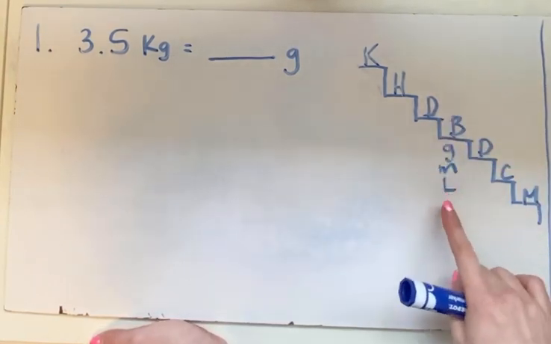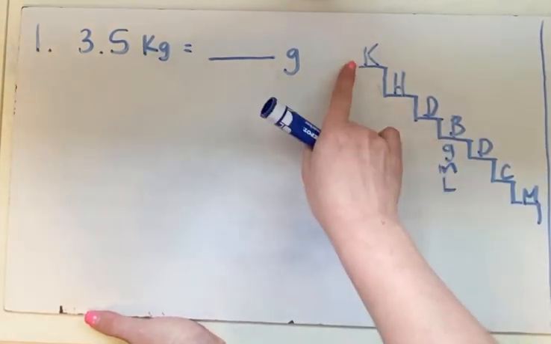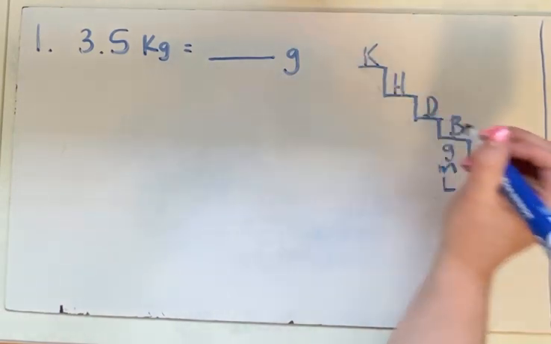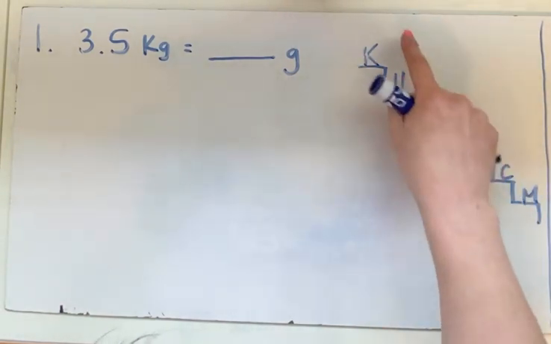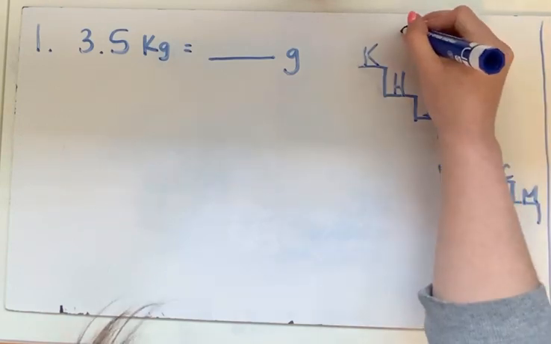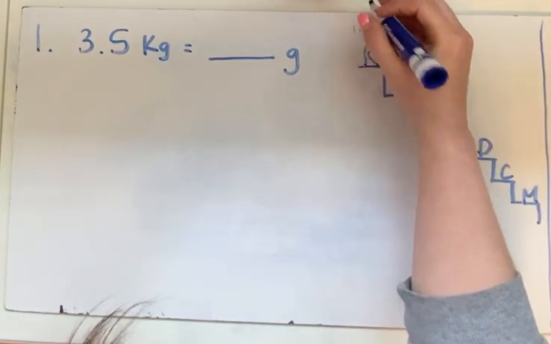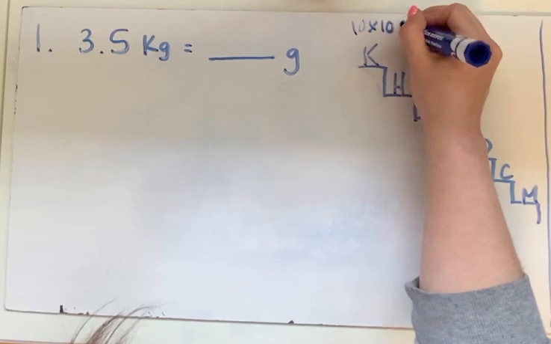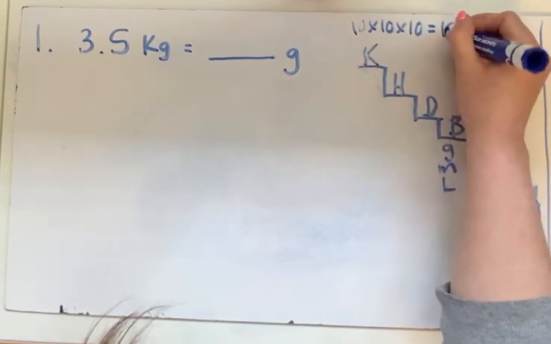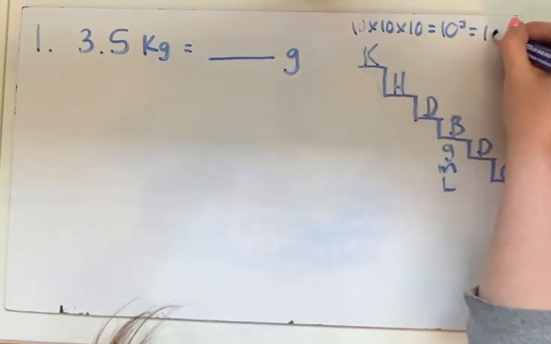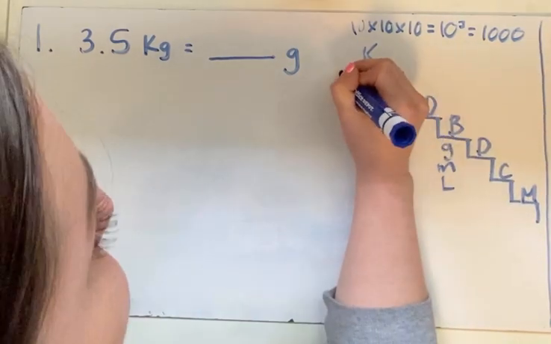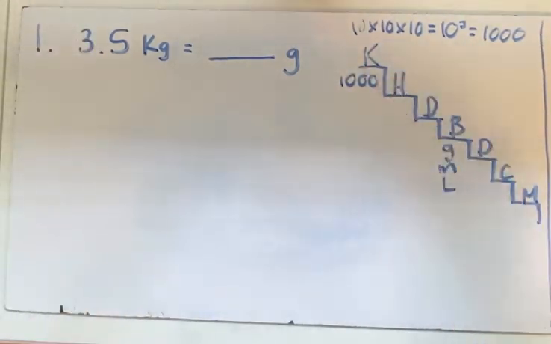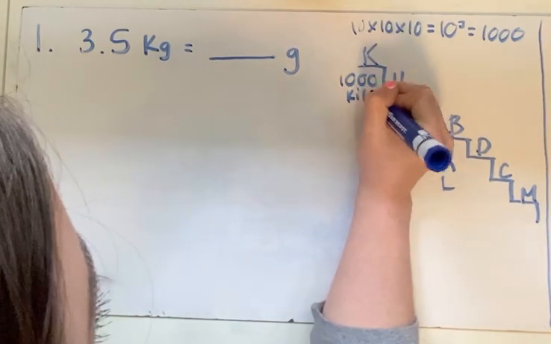metric staircase. Okay, so if we're talking about something that's a kilogram, we know that we'd have to go up the metric staircase times 10, times 10, times 10, and 10 multiplied by itself 3 times, 10 times 10 times 10, is equal to 10 to the third is equal to 1,000. So you know that the kilo prefix means 1,000, okay?